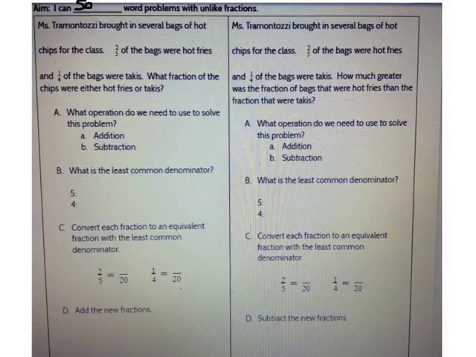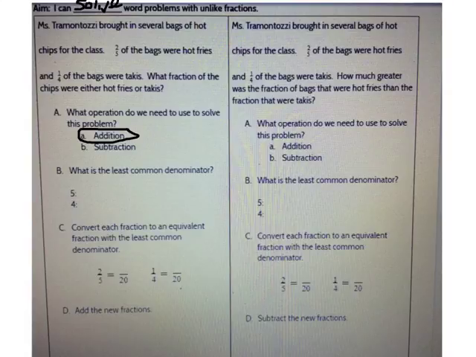Today we are going to solve word problems with unlike fractions. Let's look at 2 word problems that are similar together. Start with the problem on the left. Ms. Tramontosi brought in several bags of hot chips for the class. 2/5 of the bags were hot fries, and 1/4 of the bags were Takis. What fractions of the chips were either hot fries or Takis? First, what operation would we use to solve this problem? We would use addition. When I see either or, it's asking me to combine the two quantities.